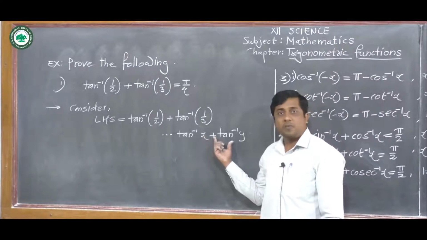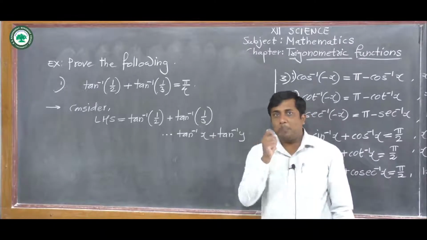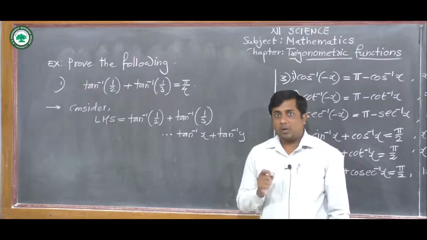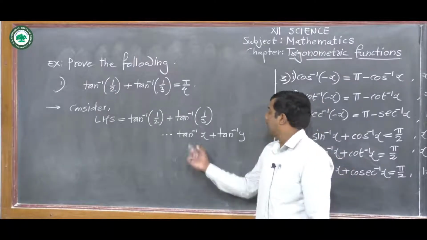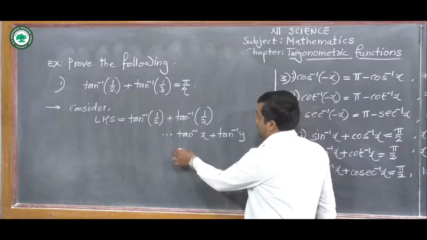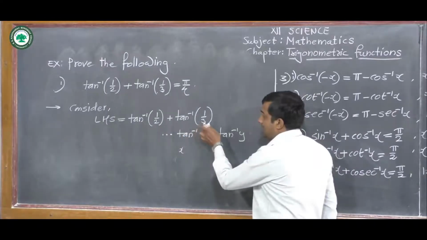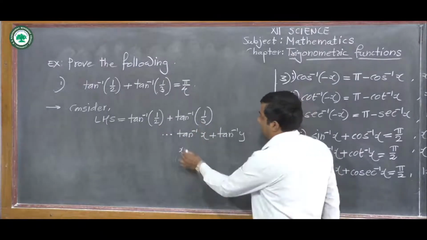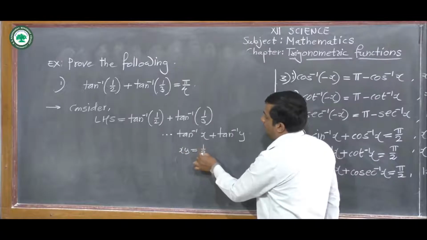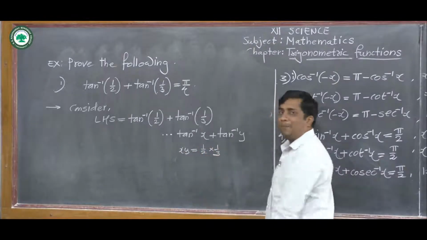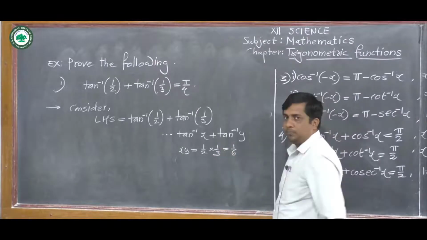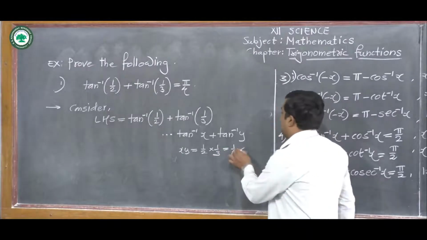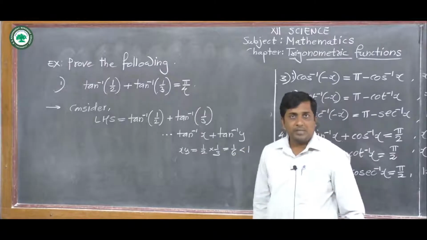And is tan inverse of x plus tan inverse of y. And to define the property, before considering the property, here we consider the product between x and y. Here x is 1 upon 2, y is 1 upon 3. So x into y is equal to 1 upon 2 into 1 upon 3, and we know this is 1 upon 6.